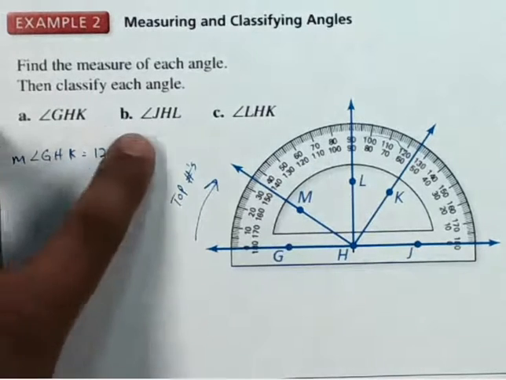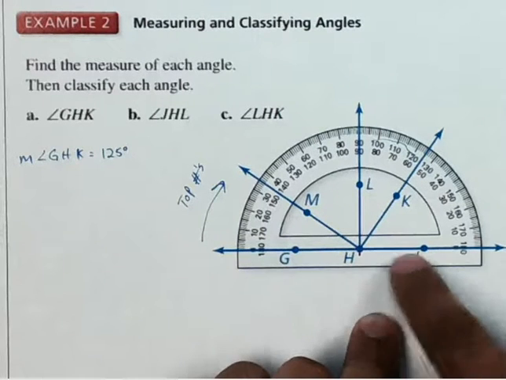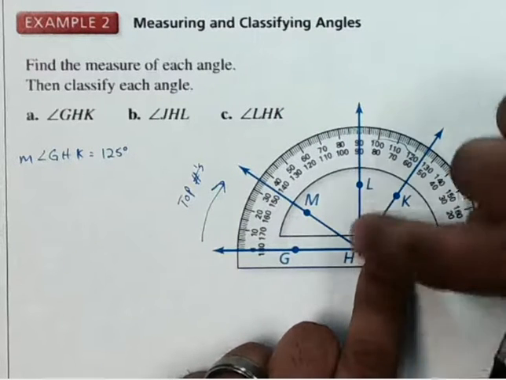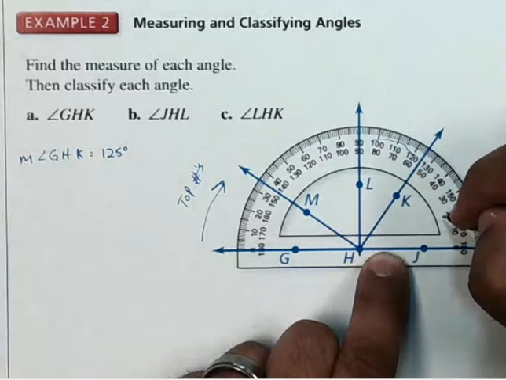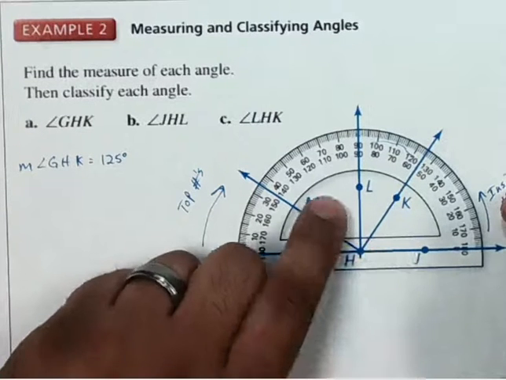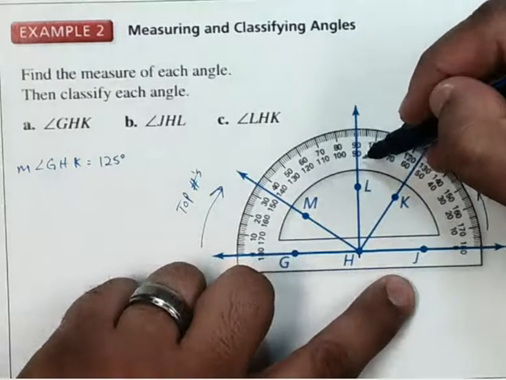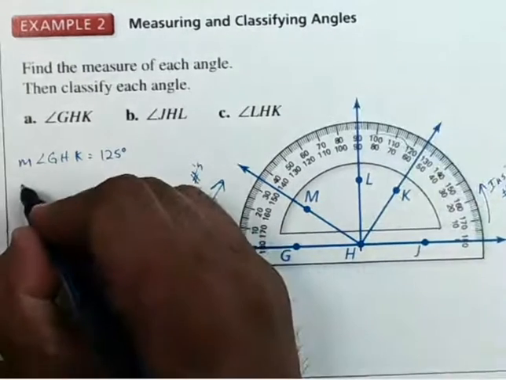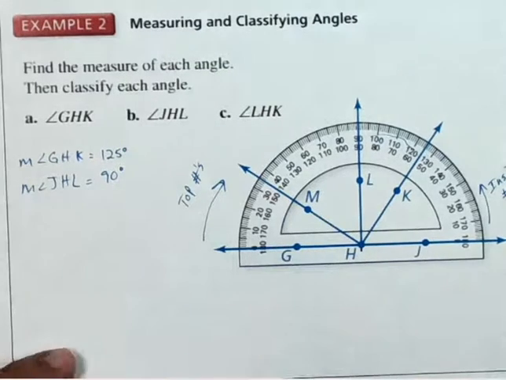Now if I'm looking at JHL, notice ray HJ is this bottom ray, and ray HL is going this direction. So for this one, I'm going to read this way, which means I want to use the inside or the bottom numbers. So for JHL, I'm going to come from 0, go up, and it looks like that one stops right at the 90 mark. So the measure of angle JHL is 90 degrees.